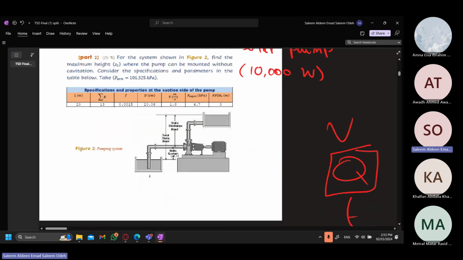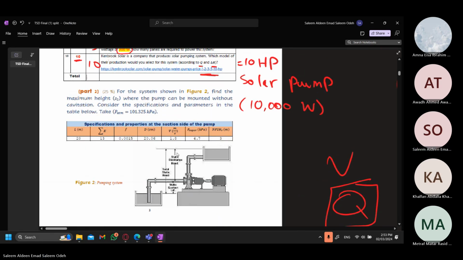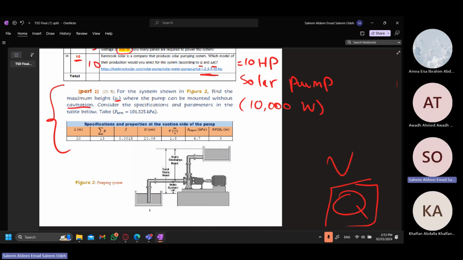Now we finished the first part. Now we'll do the second part, where I'll try to explain the concept of cavitation. In this question, for the system shown in figure 2, find the maximum height Z2 where the pump can be mounted without cavitation. Consider the specifications and parameters in the table below and take atmospheric pressure as 101.325 kilopascal.